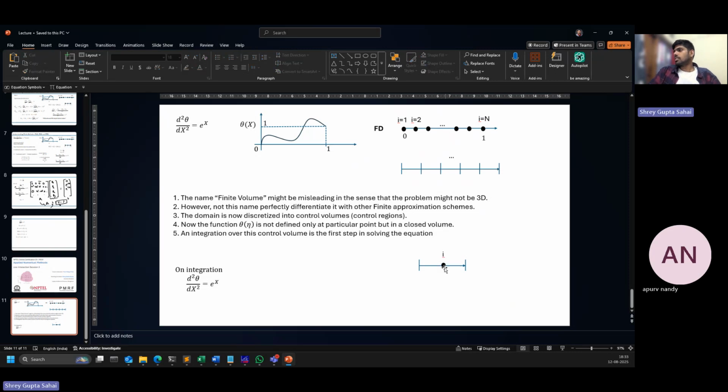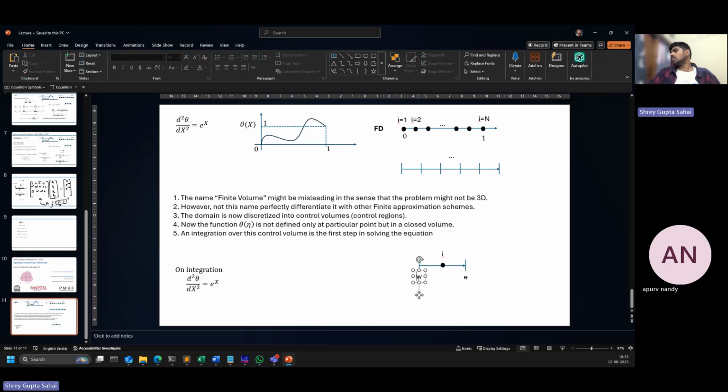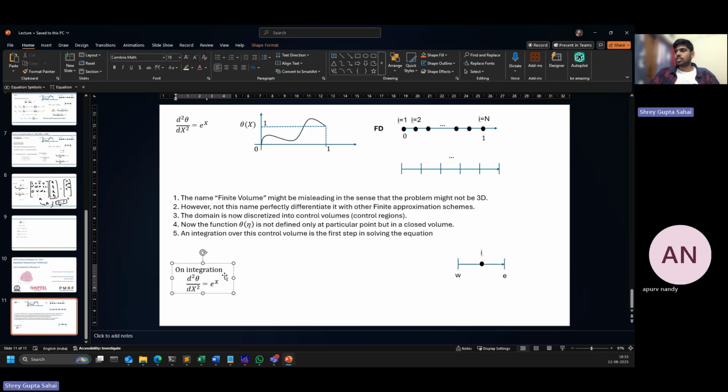Just walk through with me with this one. We'll revisit what essentially is the essence of this method. And there will be a west face and there will be an east face. We'll mark it as W rather than marking it as west, and there will be an east face. So we integrate it over this small control volume. So this is integration.